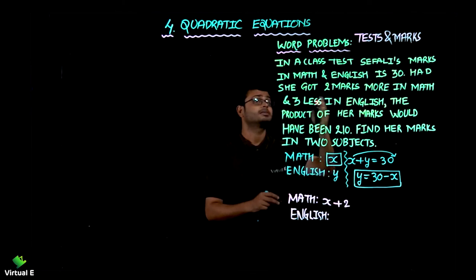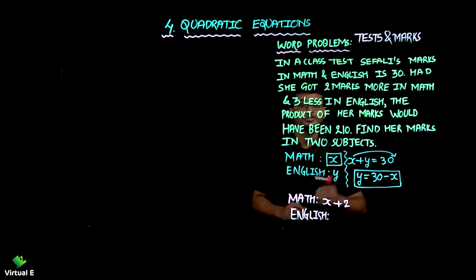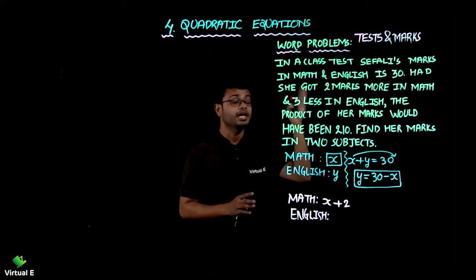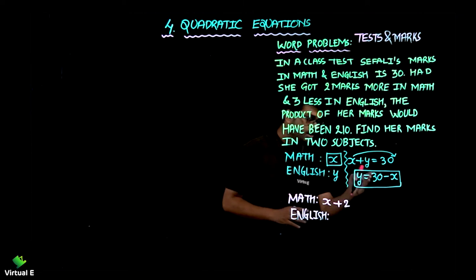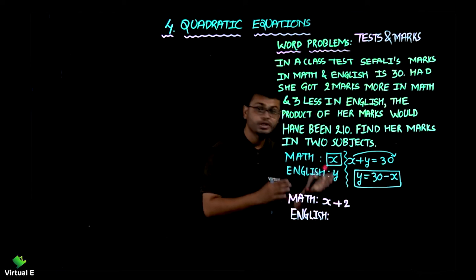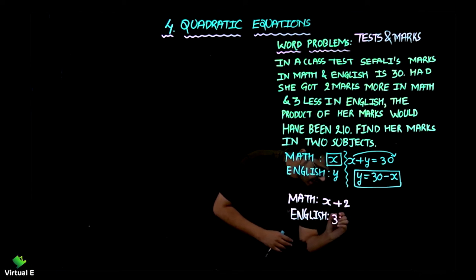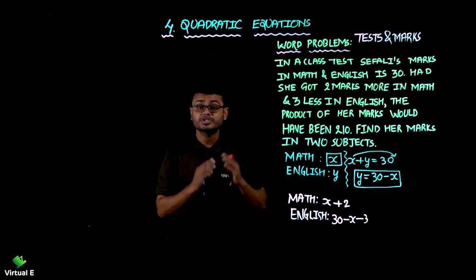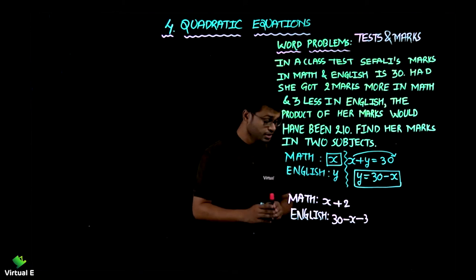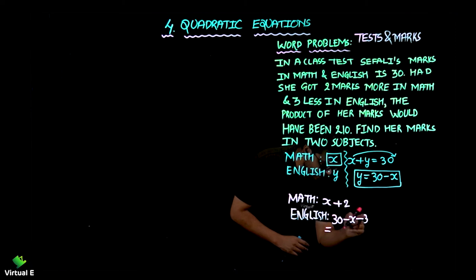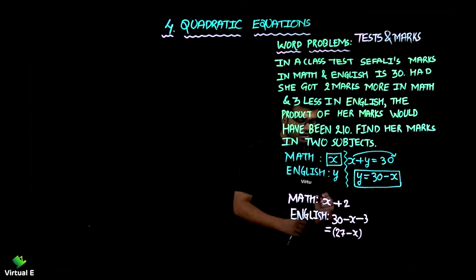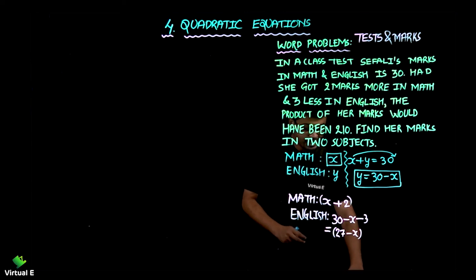And what's that? 3 less in the English. So whatever were her marks, we need to subtract. How much? 3 less, subtract, don't divide it. So whatever marks were in English, we need to subtract 3 from it. So that will become 30 minus X minus 3. This 3 we need to subtract. The instruction is given in question. So let's simplify it first of all. 30 minus 3 will give you 27 minus X. So now her marks in math is X plus 2 and English is 27 minus X.